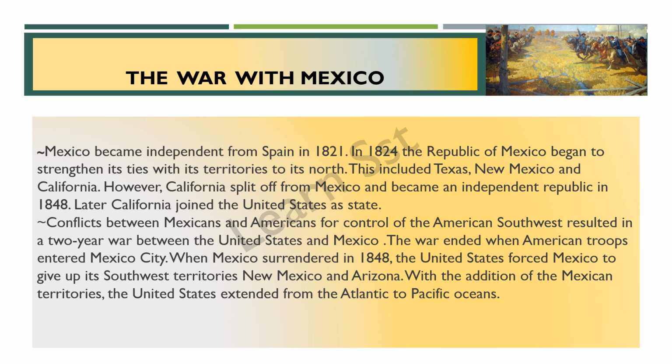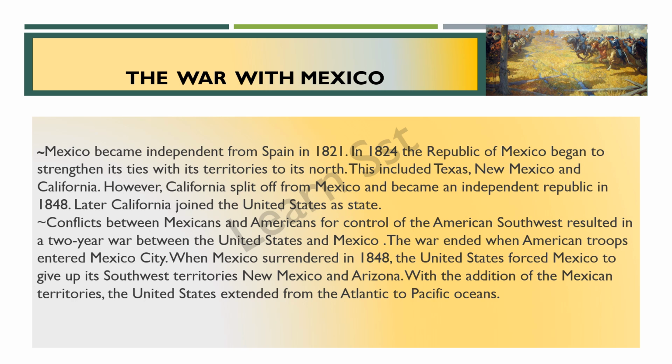as a state. So Mexico was colonized by Spain, but they won their independence in 1821. They became a republic. That is, in 1824, they started running the country on the basis of the constitution framed by them. So that is the meaning of republic. And this included the regions of Texas, New Mexico, and California. However, California was not so inquisitive to be at the side of Mexico, so it became an independent republic in 1848 and joined the United States as its state.